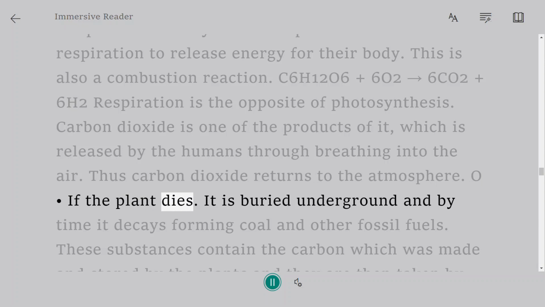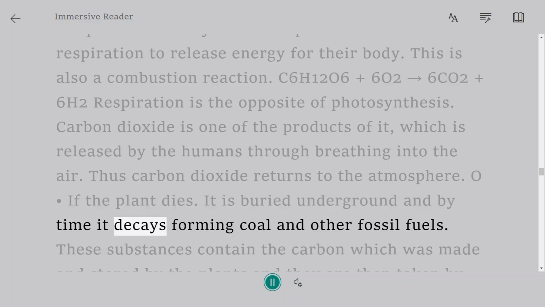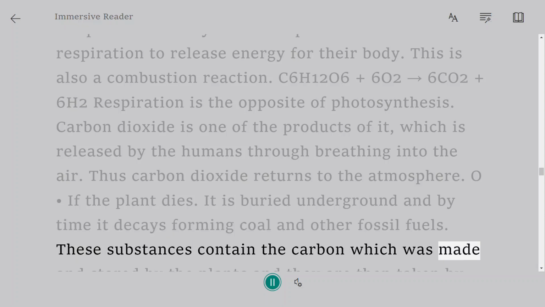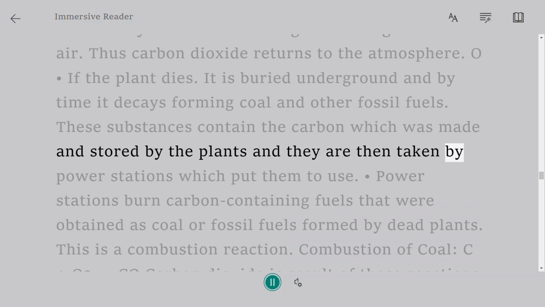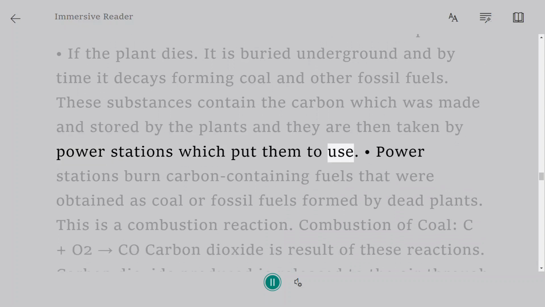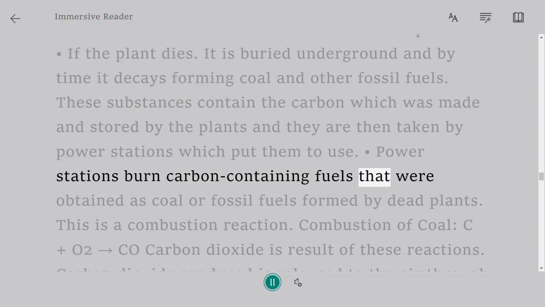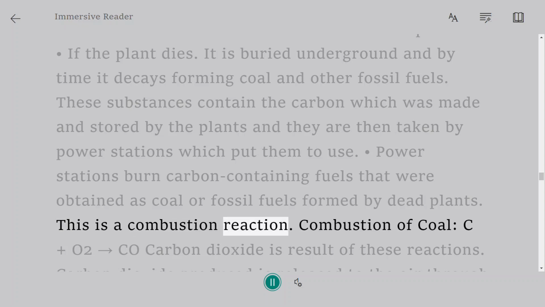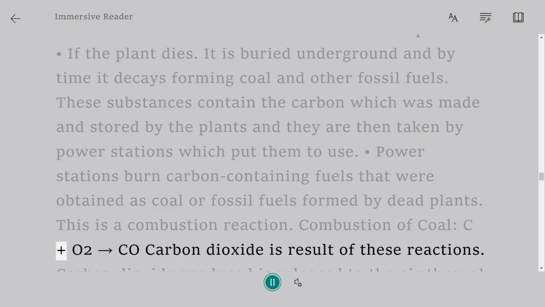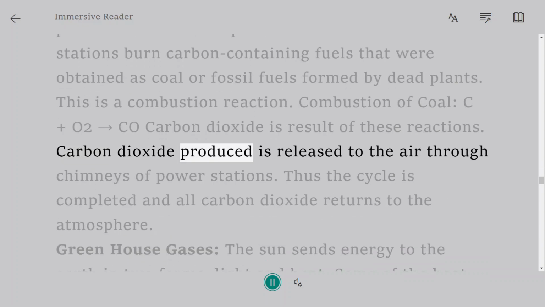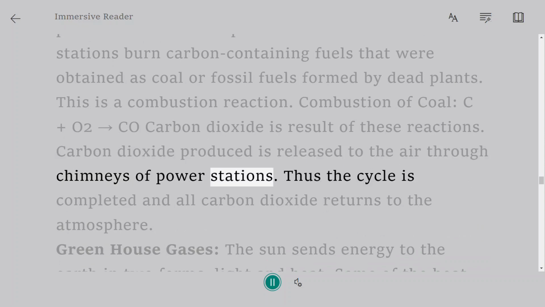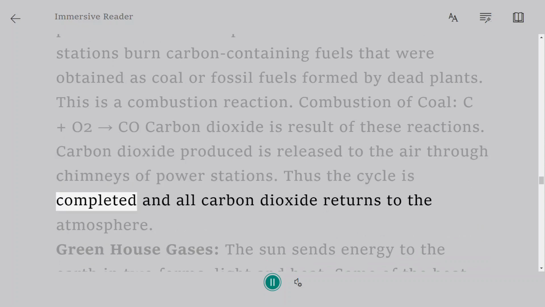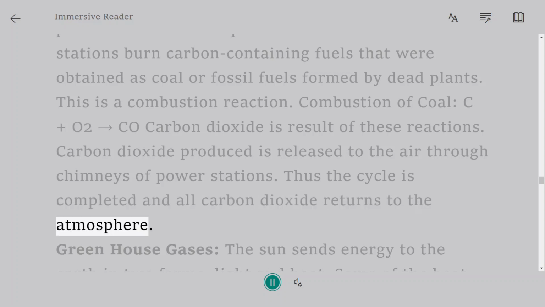If the plant dies, it is buried underground and by time it decays, forming coal and other fossil fuels. These substances contain the carbon which was made and stored by the plants, and they are then taken by power stations which put them to use. Power stations burn carbon-containing fuels that were obtained as coal or fossil fuels formed by dead plants. This is a combustion reaction. Combustion of coal, C plus O2 gives CO2. Carbon dioxide is the result of these reactions. Carbon dioxide produced is released to the air through chimneys of power stations. Thus the cycle is completed and all carbon dioxide returns to the atmosphere.